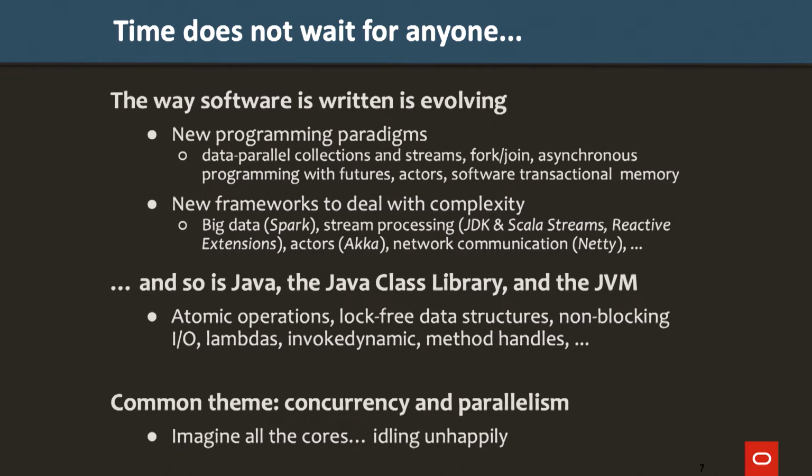So what we can notice, if we step back a little bit and look at these two aspects, the way software is written and the platform evolving, is that there is a common theme here, is that we use more and more concurrency and parallelism. And it's important then to be very efficient at dealing with parallel workloads. And if I have one CPU doing most of the work and the other ones are idle, there is something that is wrong that could be optimized.